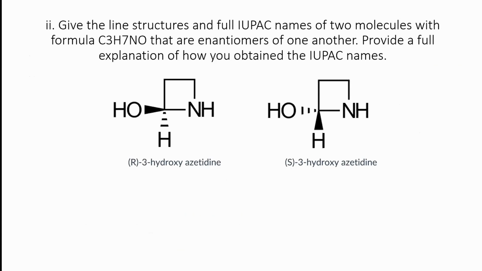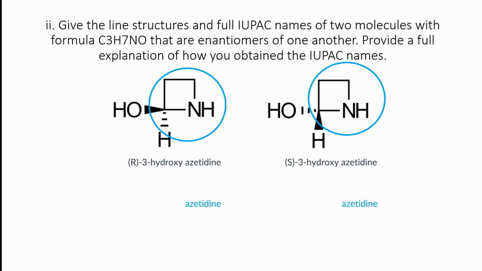For part 2, I started by drawing two non-superimposable isomers of the formula C3H7NO. For this, I've drawn the R and S isomers of 3-hydroxyazetidine. To get this name, several things have to be done. First, I looked at the central ring, which is a 4-membered ring with nitrogen. As the ring contains the nitrogen, it is called an azetidine.